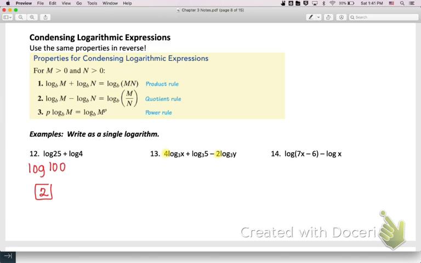All right, number 13. Go ahead and pause the video. Try 13 and 14 on your own, and I'll come back with the answers here in just a second. Exponents first, left to right in pairs. 3 seconds.